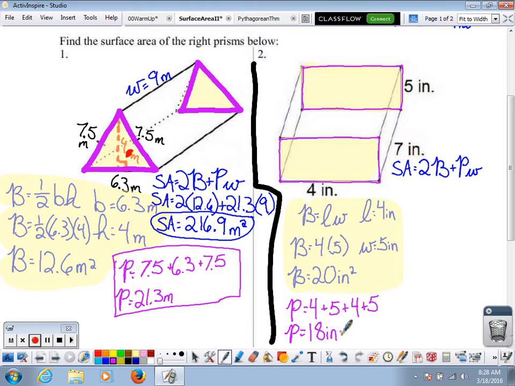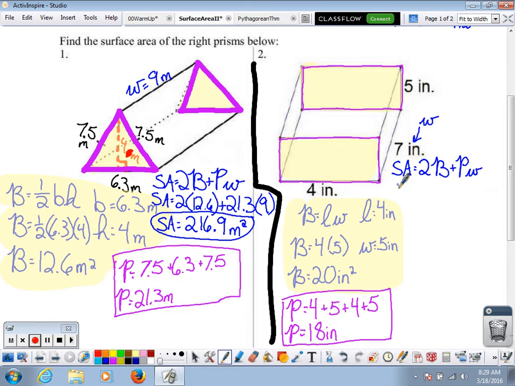Okay, so I have the area. I now have the perimeter. The last thing I need is the width. How far apart are the front and the back? Amber? 7 inches. Now I can take those and I can sub those all in.